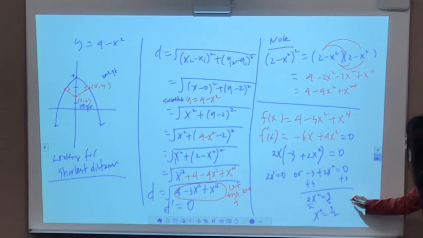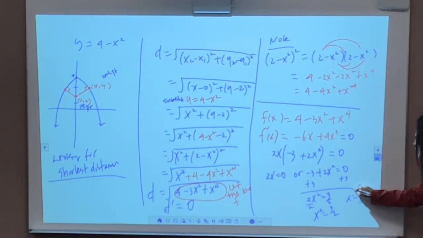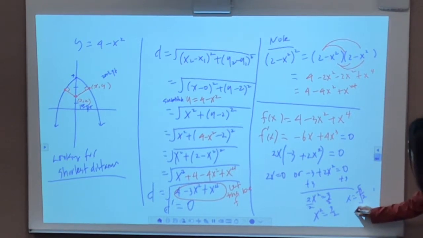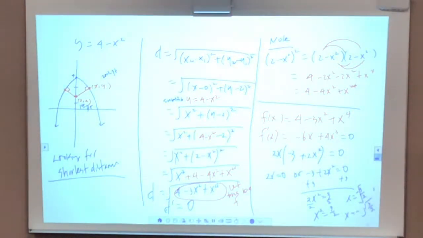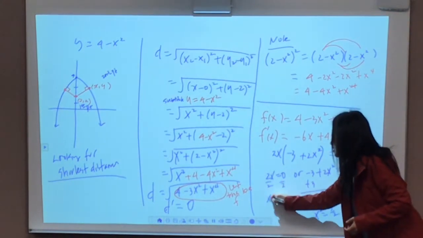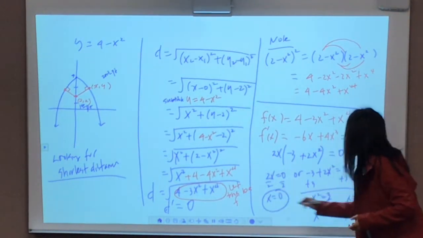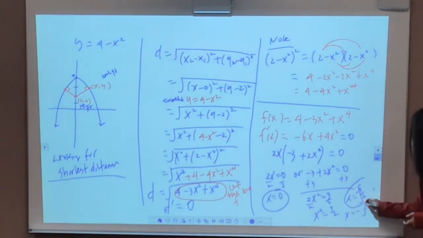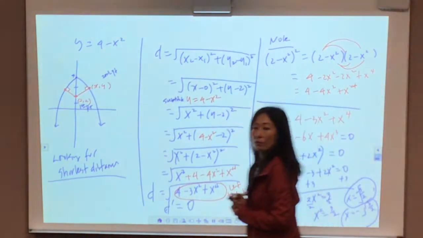So this is the same as what? Then x is equal to square root of 3 over 2, or what? Negative square root of 3 over 2. Is everybody with me? And over here is what? Divided by 2. So x is equal to what? 0. So I have 3 critical numbers: 0, positive, and negative. Is everybody with me?